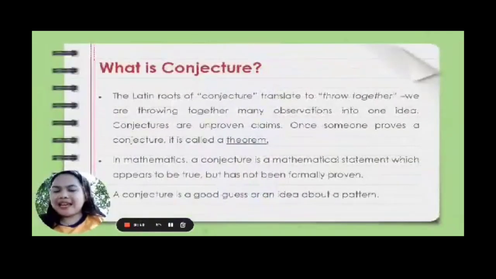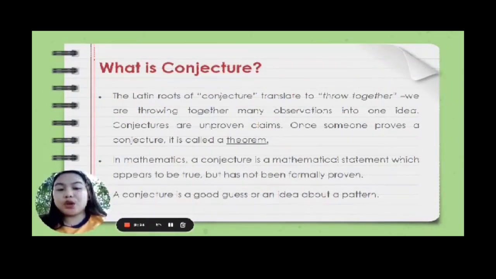Next, what is a conjecture? The Latin roots of conjecture translate to throw together, which means that we are throwing together many observations into one idea. Conjectures are unproven claims. Once someone proves a conjecture, it is called a theorem. In mathematics, a conjecture is a mathematical statement which appears to be true but has not been proven formally. A conjecture is a good guess or an idea about a pattern.